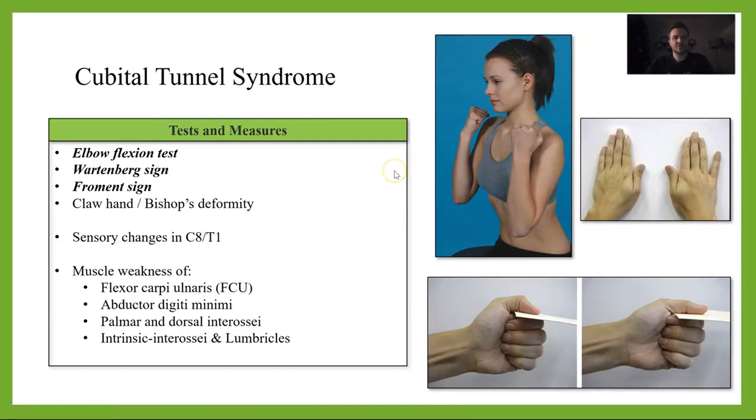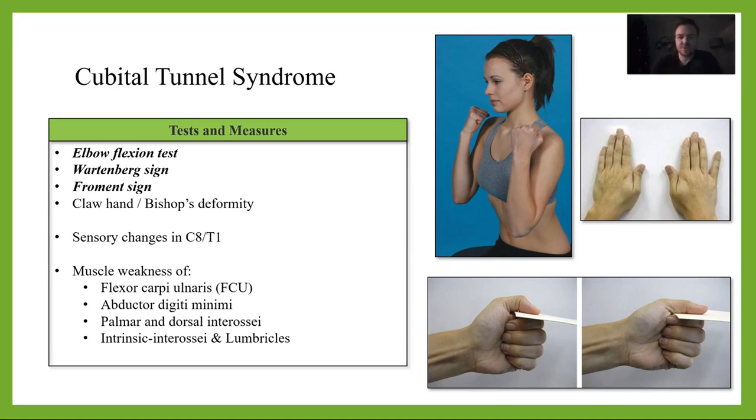So what are some tests and measures we can do? Well, we have the elbow flexion test, which is picture top left. You literally just hold your elbow in a flexed position for up to 3 minutes. You can also add in wrist extension and radial deviation. And so those will put more strain or stress through the ulnar nerve.